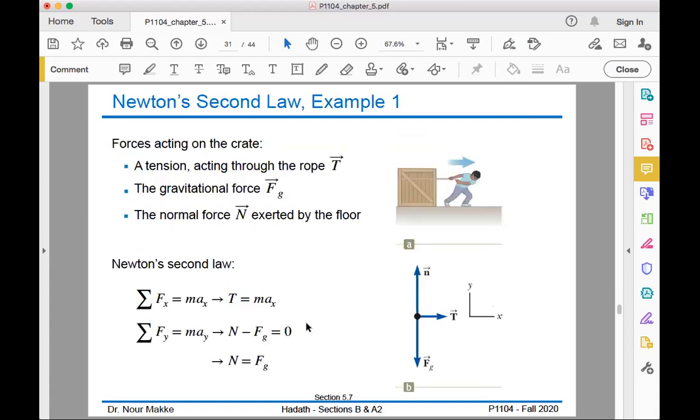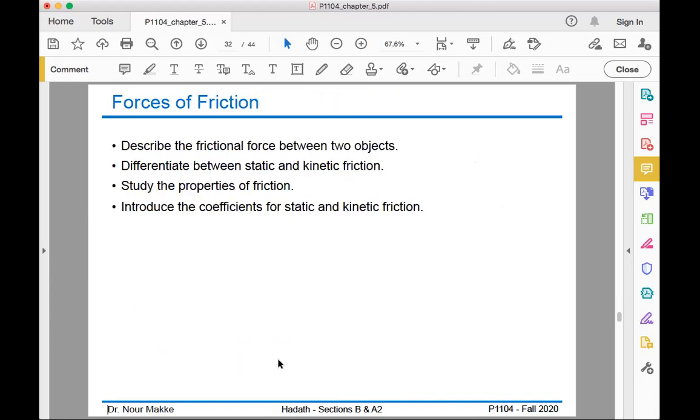Here is another example that we have just considered before. If you apply Newton's second law on this example, we will end up with two equations. The first one is along the x-axis, the second one along the y-axis. Along the x-axis, only T is acting, so we can say T is equal to max. And along the y-axis, we have plus N minus Fg equal to 0, because ay is equal to 0, for the reason that the box is not moving along the y-axis, but only along the x-axis. And so we end up with N equals Fg. Those are very simple examples of how to apply Newton's laws of motion.